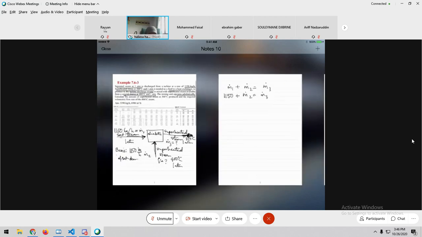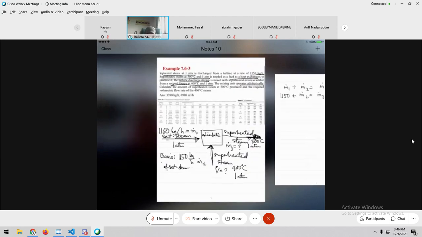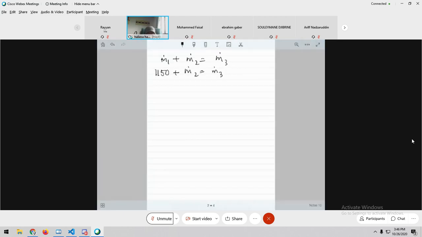You have two unknowns. I'm going to just display this so that you can have a look. M1 is coming in, M2 is coming in, M3 is the output stream. You cannot solve it. You need to do it simultaneously with energy balance. So now, you need to use energy balance, so you need to have a reference state.